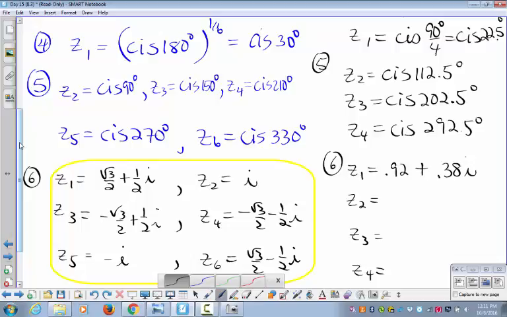So if we're at 0.92 plus 0.38 i, if I want to get 90 degrees away, so right there, if I reverse the coordinates and do 0.38 plus 0.92 i and reverse the first sign, I should be at Z2. So I believe, and double check, type it into your calculator, cosine of 112.5, I think you should get minus 0.38. Double check though.